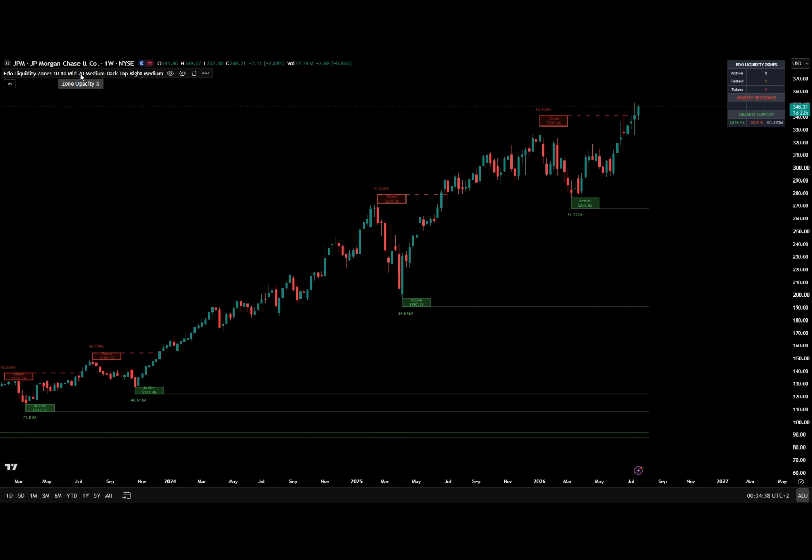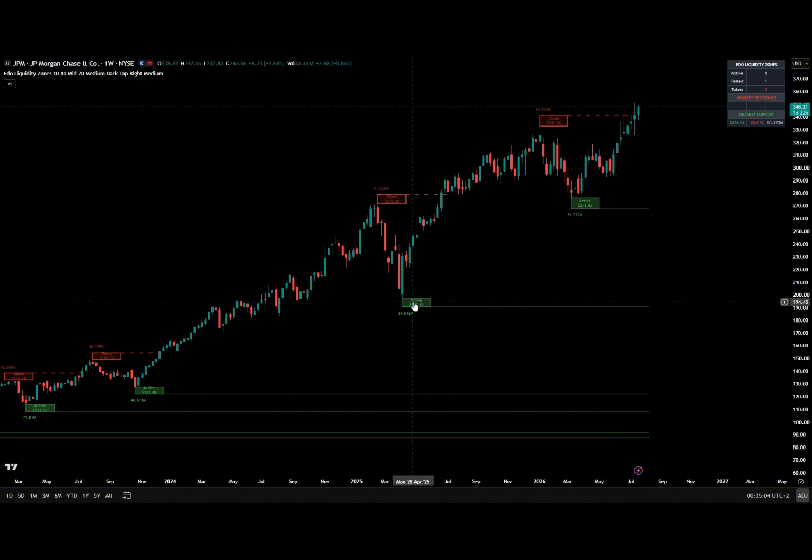Today we are going to map liquidity on real charts, using Edo Liquidity Zones. A liquidity zone is a price area where the market already traded heavily and then turned. Orders were filled there, and the market remembers it. This indicator finds those areas on its own, marks each one with a box and a line, and then tracks what price does with them.